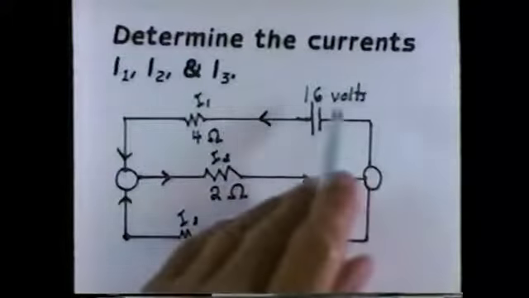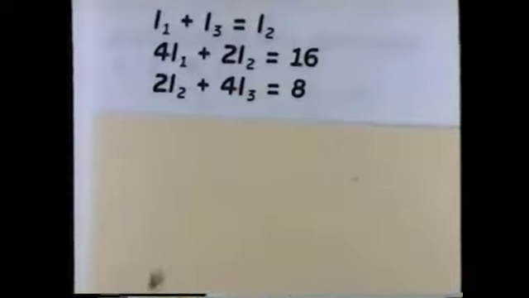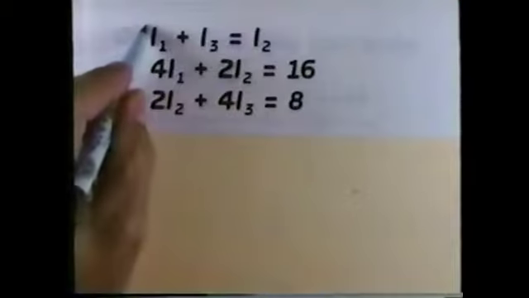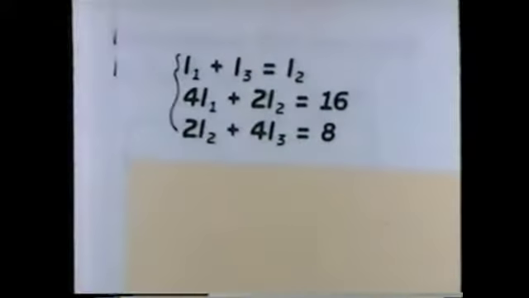Now let's trace the third circuit. 4I3 plus 2I2 is equal to 8. So we get three equations having three unknowns.